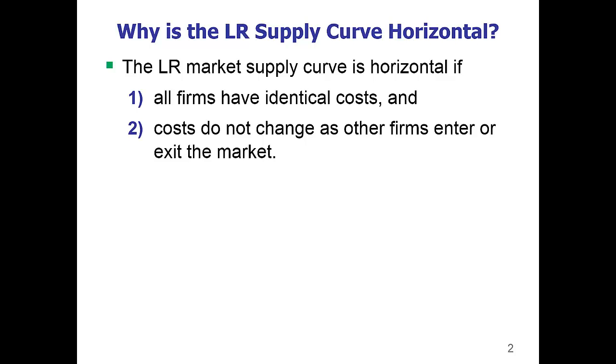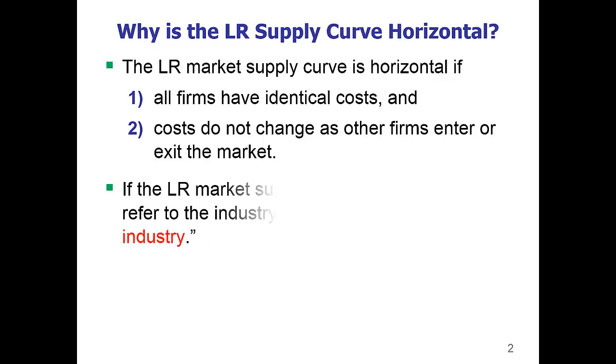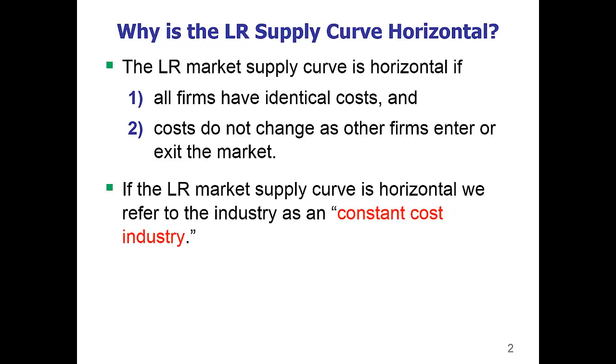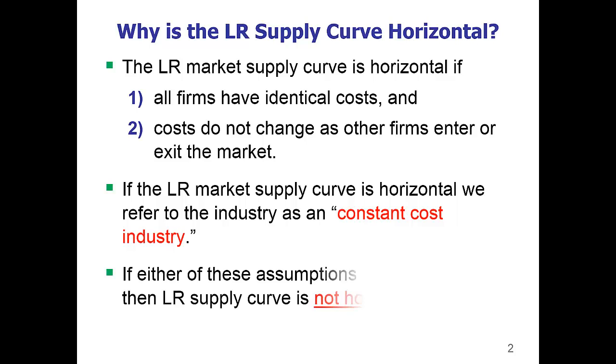As you can imagine, as more and more firms enter into a market, that can put pressure on input prices. And so you would think that as more and more firms enter the market, as input prices rise, average costs will rise, marginal cost of production will rise, and so on. We're going to assume that that does not hold. So if the long-run market supply curve is horizontal, we're going to refer to this as a constant cost industry. This is an industry where, as the market expands, costs remain constant.